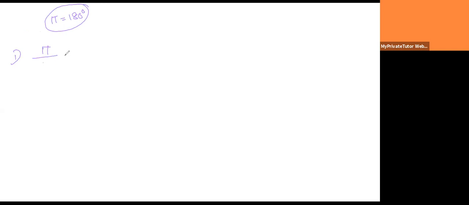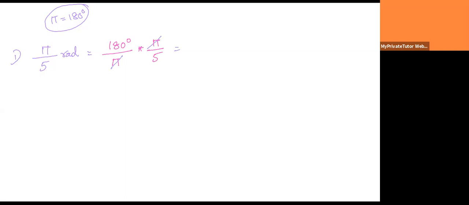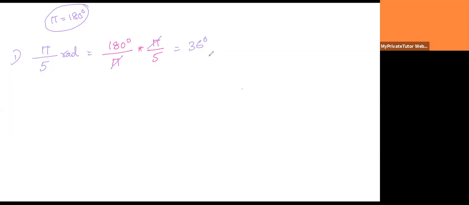If you want me to explain, I will do that quickly. For degrees, the number comes first: 180 divided by pi this time, times whatever value is given, which is pi by 5. Then you can get rid of pi here and divide 180 by 5, and we will end up with the correct answer. So what is 180 divided by 5? 36 degrees. So pi by 5 radians is nothing but 36 degrees.